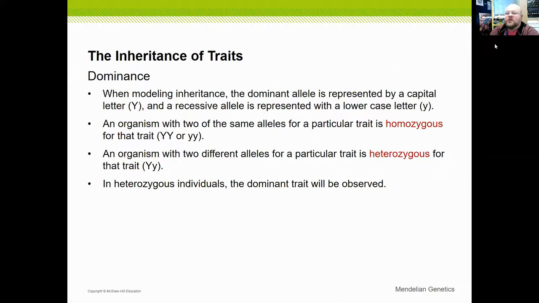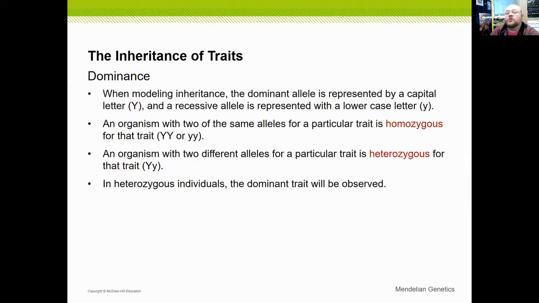So dominance, when modeling inheritance, the dominant allele is represented by a capital letter. We're going to use Y here. And a recessive allele is represented with a lowercase letter, and in this case, a lowercase y. An organism with two of the same alleles for a particular trait is called homozygous for that trait. So either two big Ys or two little y's. If the traits are the same allele, it's homozygous.